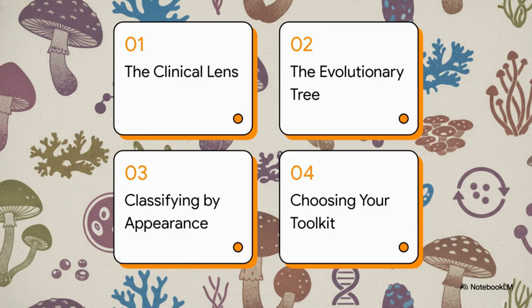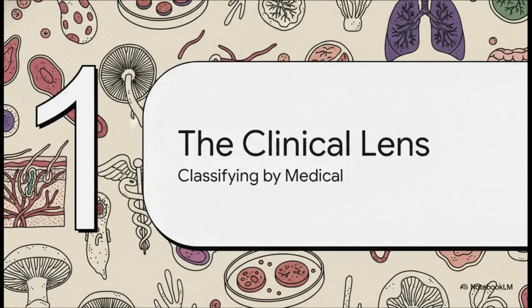So, how are we going to tackle this beast? We're going to explore three main classification systems. First, we'll look through what I call the clinical lens, which is all about medical relevance. Then, we're going to zoom way out to the evolutionary tree to understand their deep history. After that, we'll get super practical and talk about classifying by simple appearance. And finally, we'll put it all together to help you choose the right toolkit for your specific needs. First up, the clinical lens.